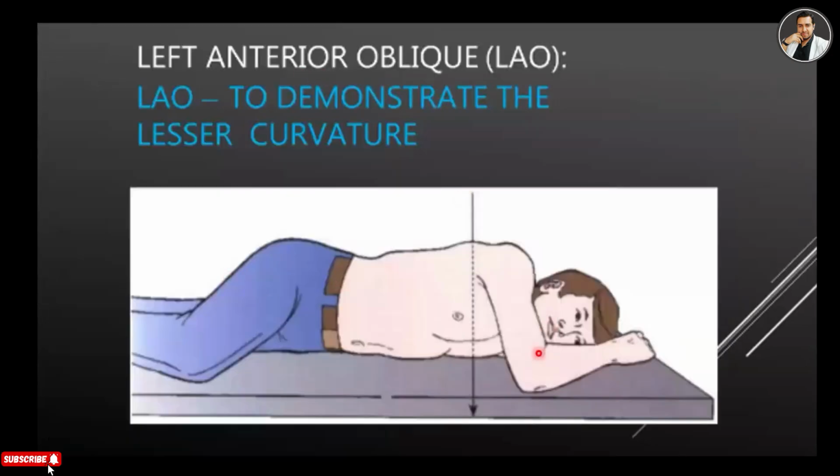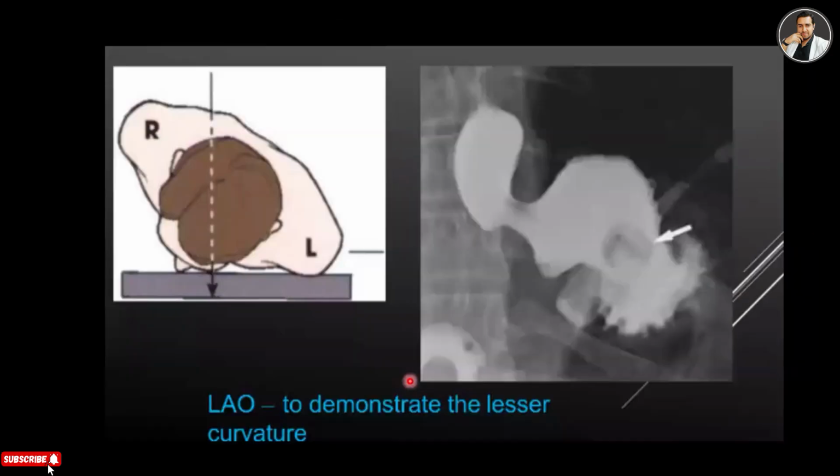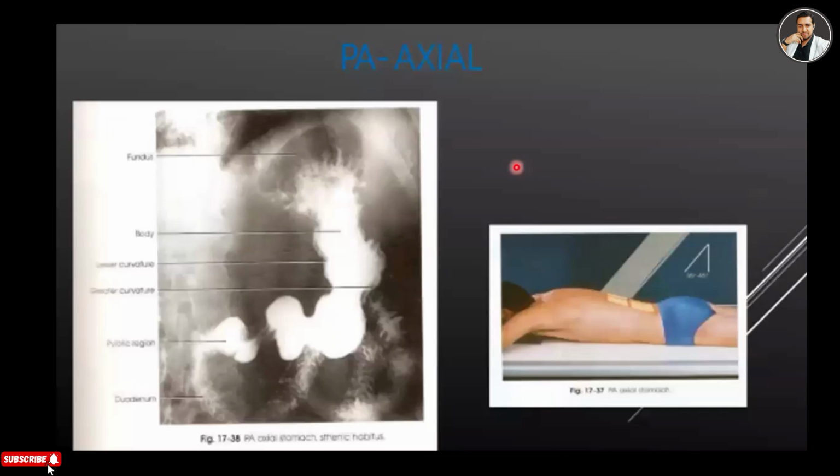This is the left anterior oblique position to demonstrate the lesser curvature of the stomach. And in this position, you can see that the lesser curvature is visible here. And this is a PA position. Sometimes the PA position is very useful because the stomach is distended, and you can show the image.